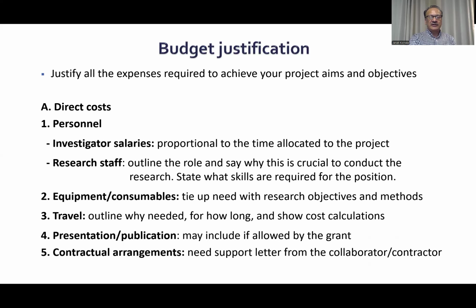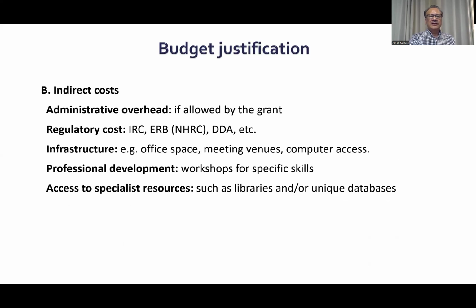And contractual agreement: if there is any contract, or any other labs or other institutions are involved, what kind of contractual agreements will be there? That should also be there in the budget justification. The indirect cost is the administrative overhead cost, and depending on the grantor, they may allow only so much, and your institution might have the actual percentage they keep as administrative overhead for the institution.